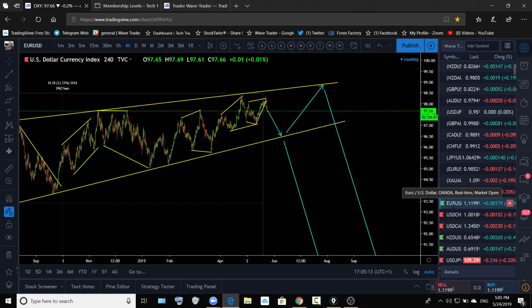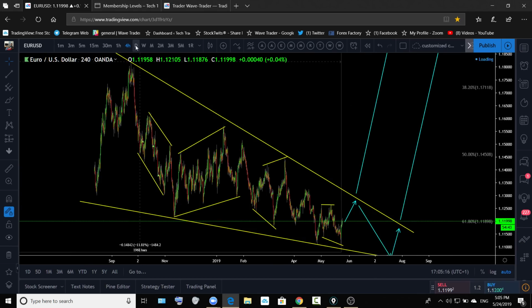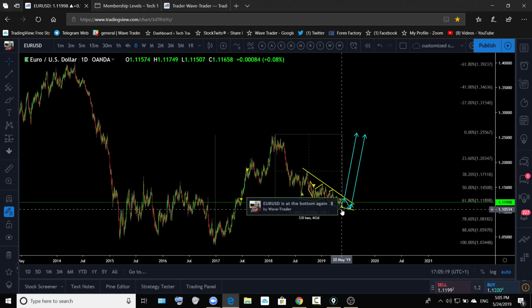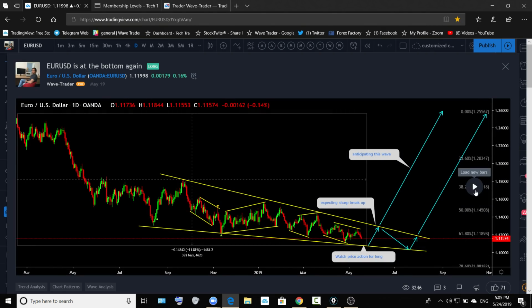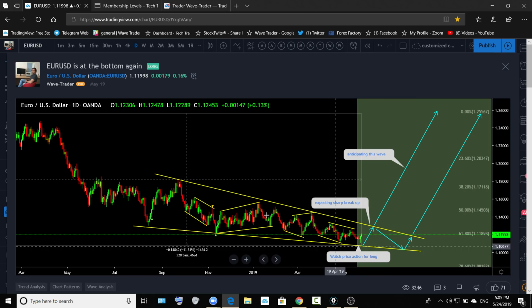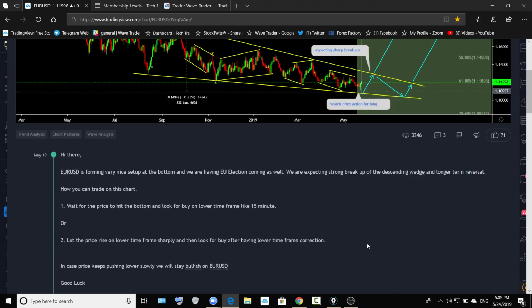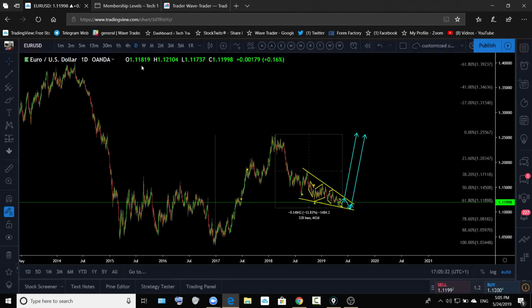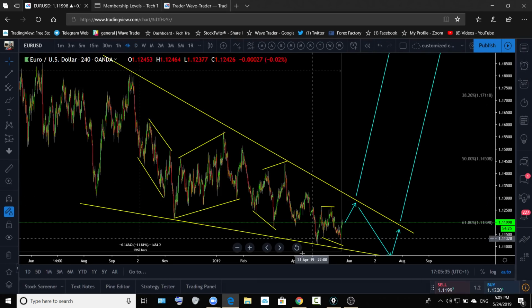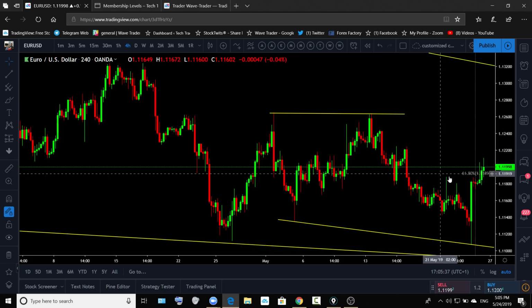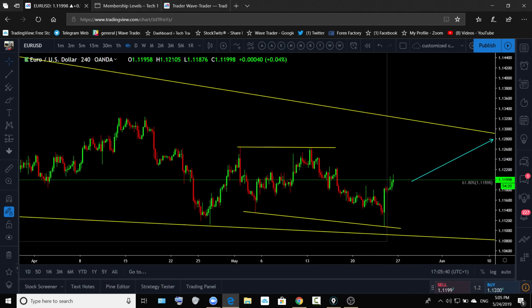Similar analysis on the euro dollar. I hope you remember last week's analysis. Price was running within that wedge and bounced off, which is what we were expecting. Last week I showed you the flat formation to hold this bottom and continue to go higher. Price bounced off very aggressively to the upside.